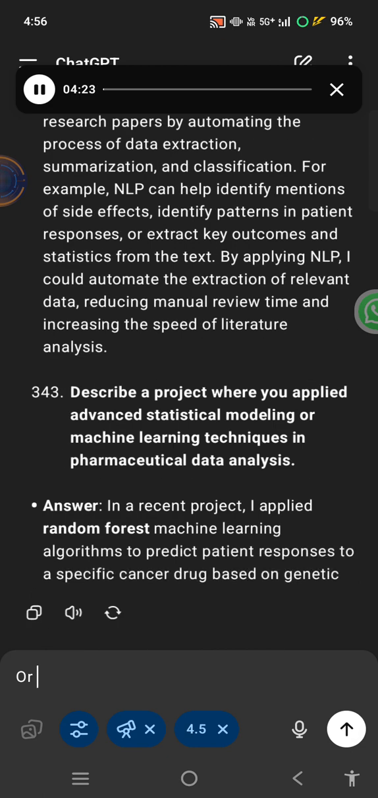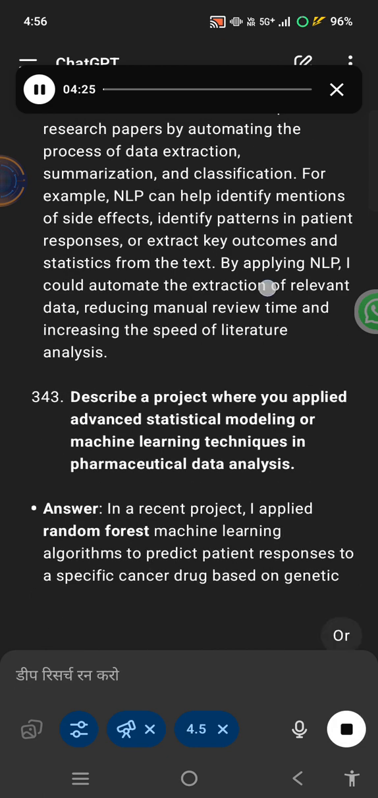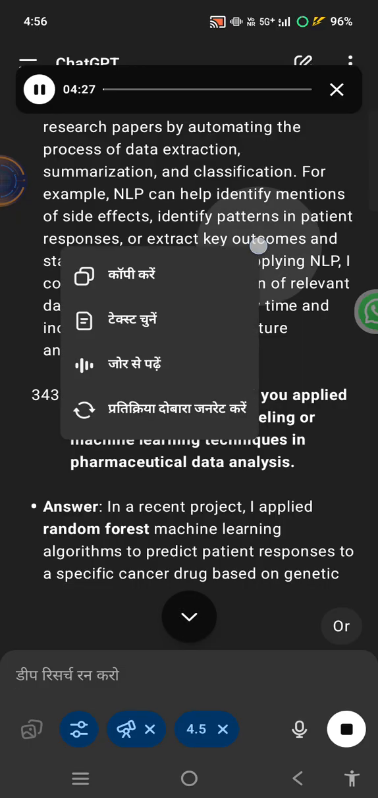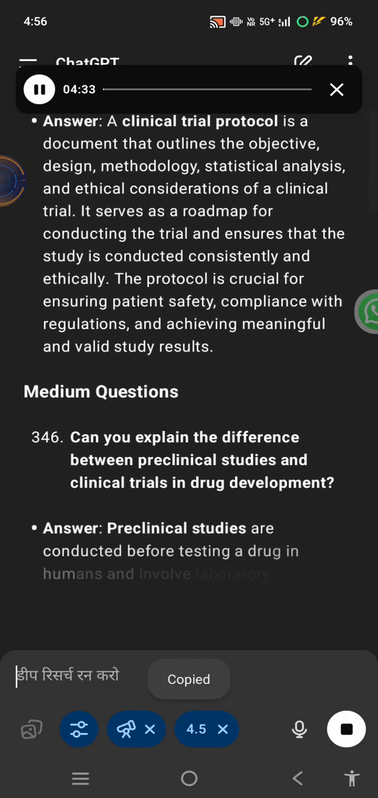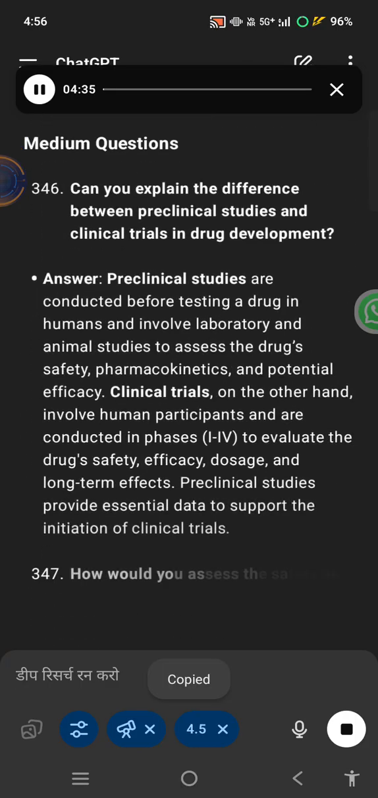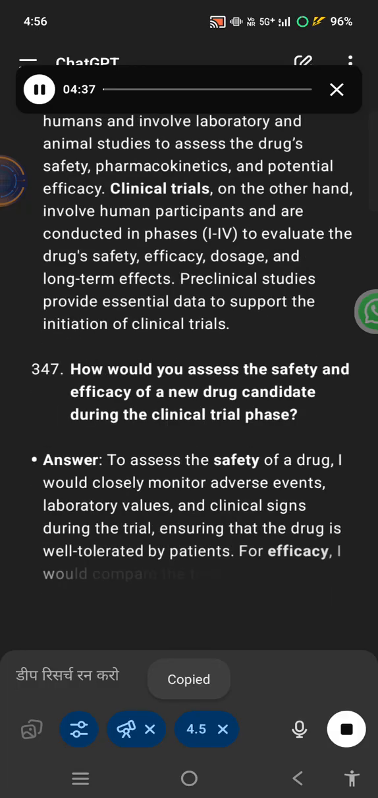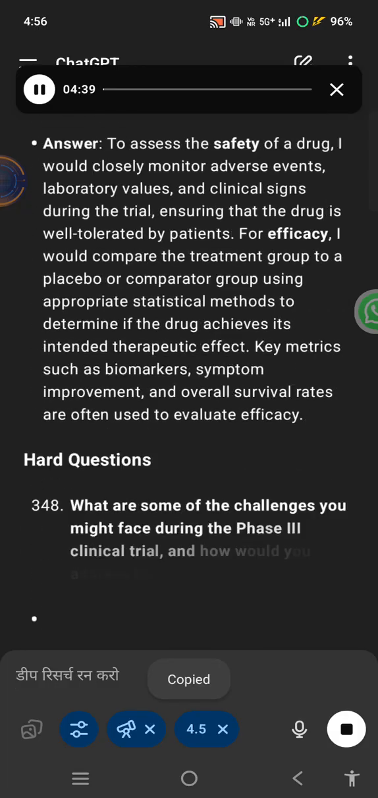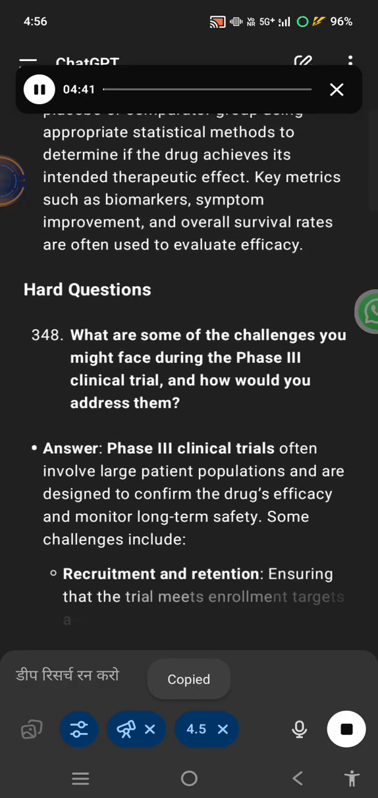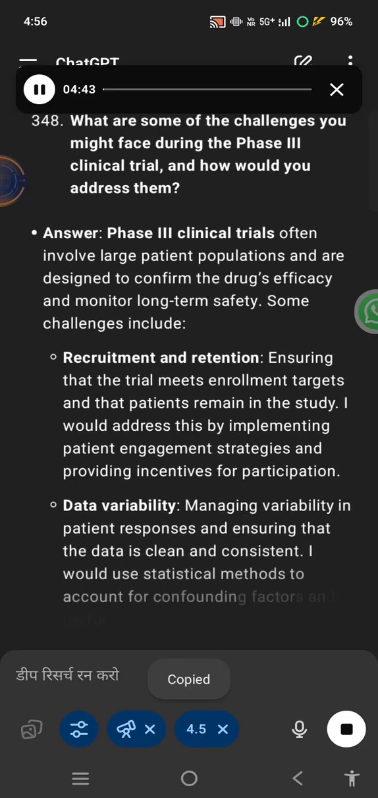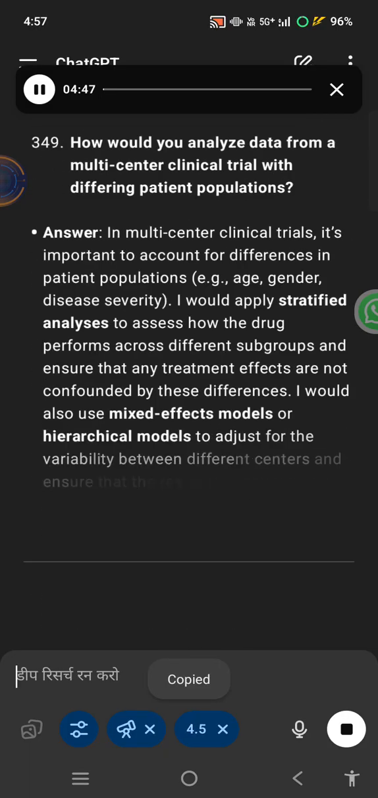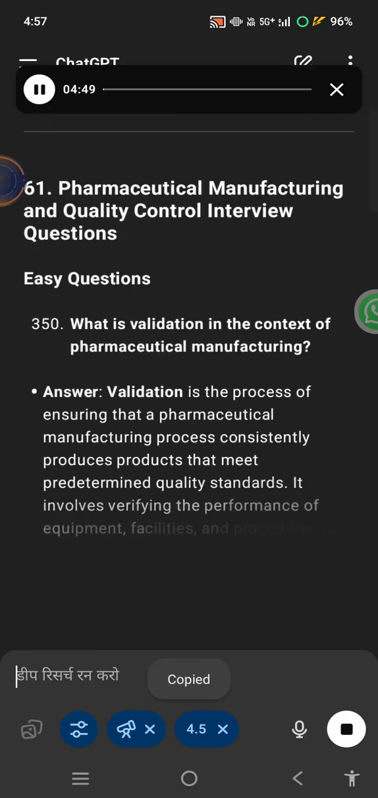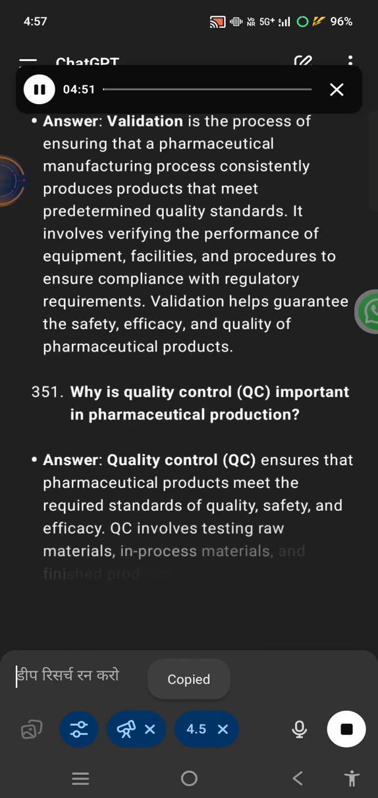38. Can you provide an example of a time when you had to deal with a regulatory agency's rejection of a submission? What was your response? Answer. In one case, a submission for a new drug was rejected due to concerns about safety data. I immediately conducted a thorough review of the data, identified gaps, and worked with the clinical team to generate additional studies. We resubmitted the data with additional evidence, leading to eventual approval.